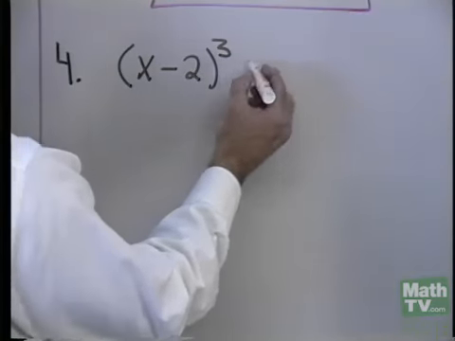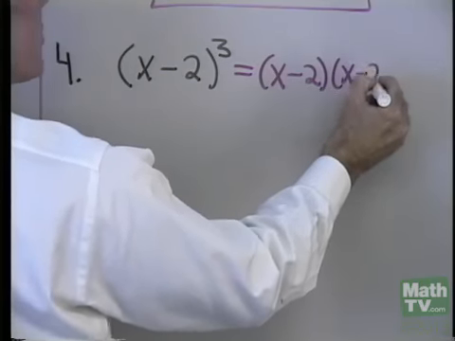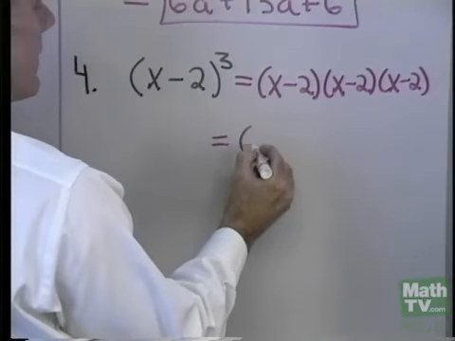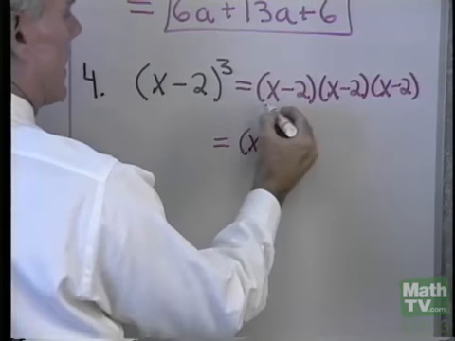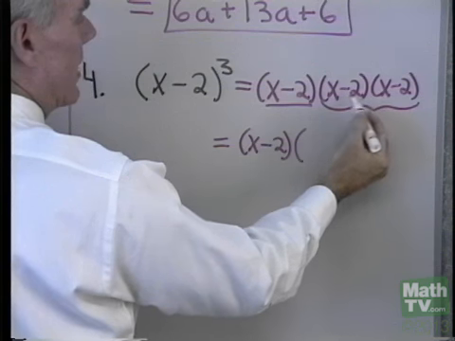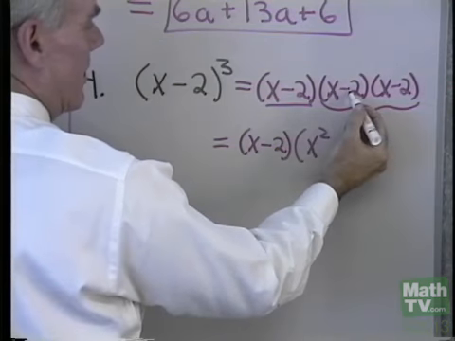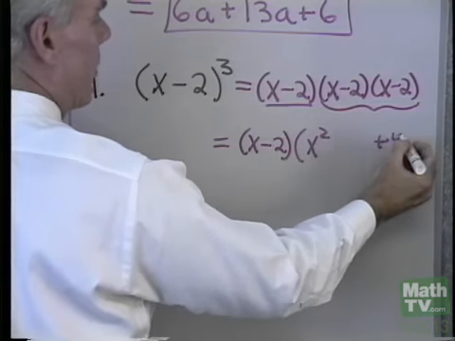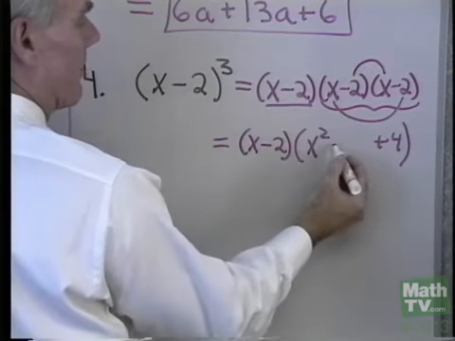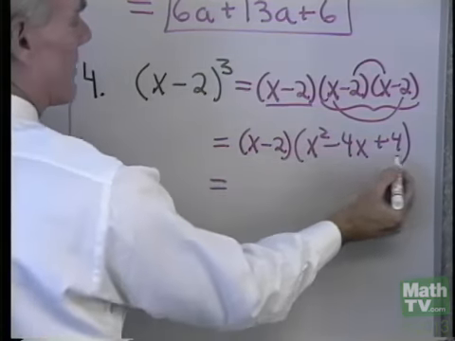X minus 2 quantity cubed. By definition, this is x minus 2 times x minus 2 times x minus 2. So let's multiply x minus 2, that's this, by what I get when I multiply these two together. X minus 2, I'll have x times x, which is x squared. The last term will be negative 2 times negative 2, which is positive 4. And the middle term comes from these two multiplied together plus these two multiplied together. So that's negative 4x.